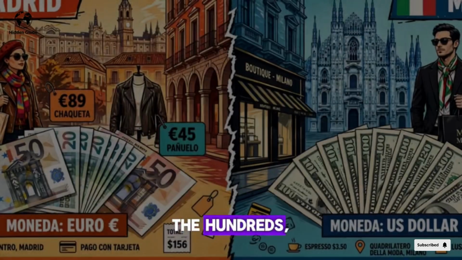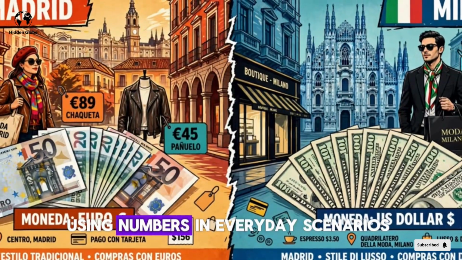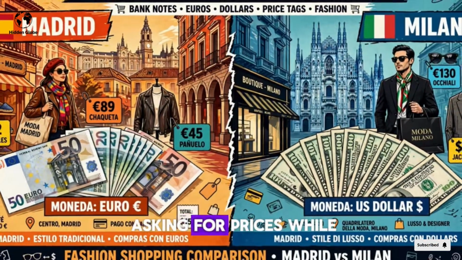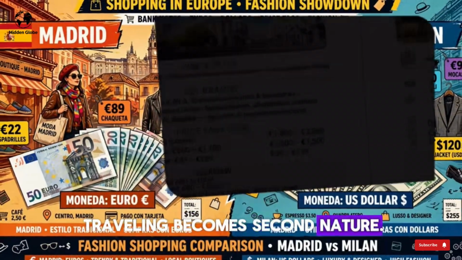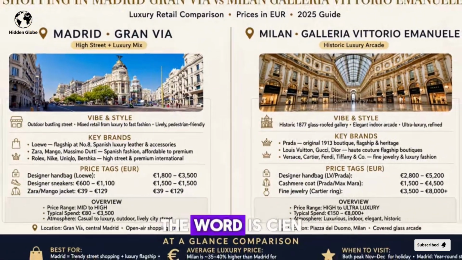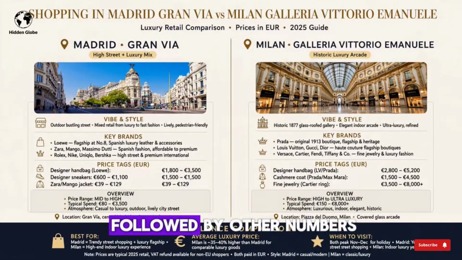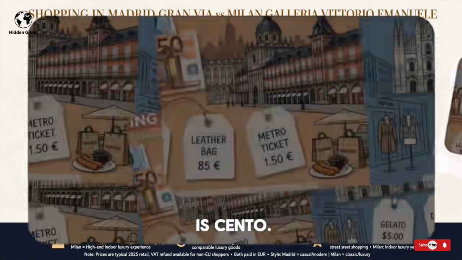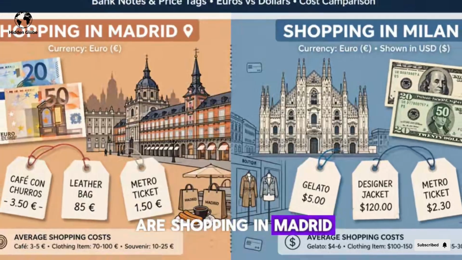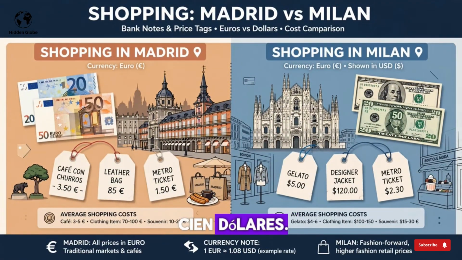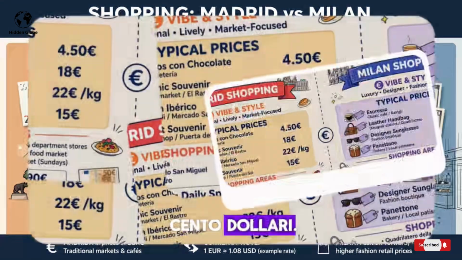Once you cross into the hundreds, using numbers in everyday scenarios, like buying coffee or asking for prices while traveling, becomes second nature. To say 100 in Spanish, the word is cien, or ciento when followed by other numbers. In Italian, it is cento. So, if you are shopping in Madrid and want to say $100, you would say cien dólares. If you are in Rome or Milan, you would say cento dollari.